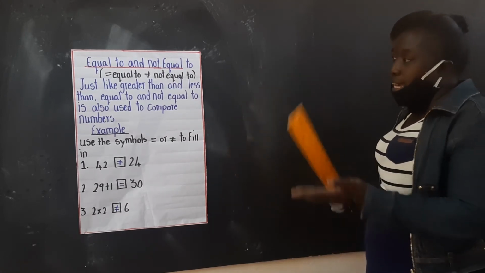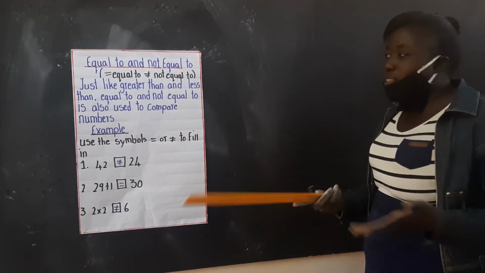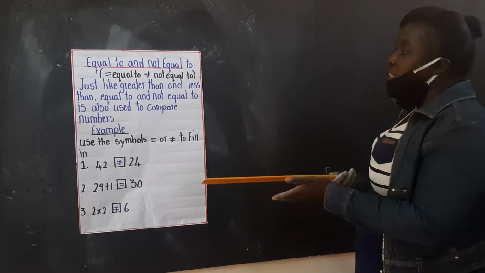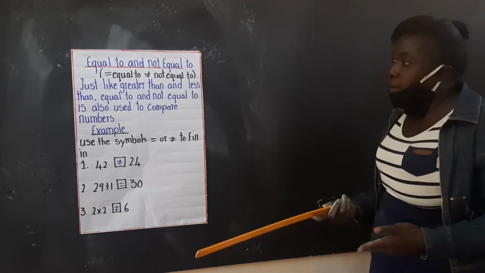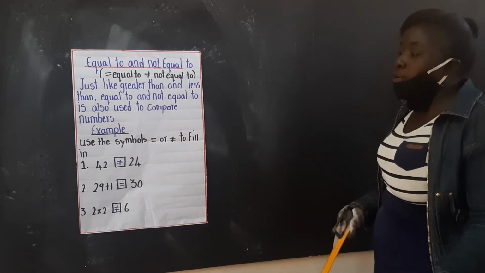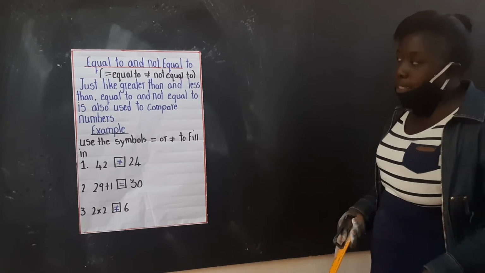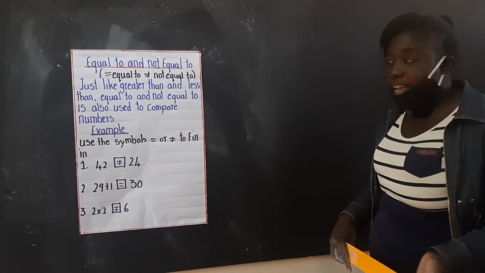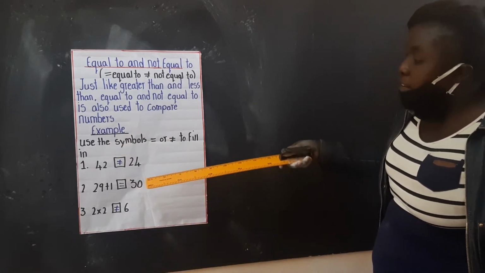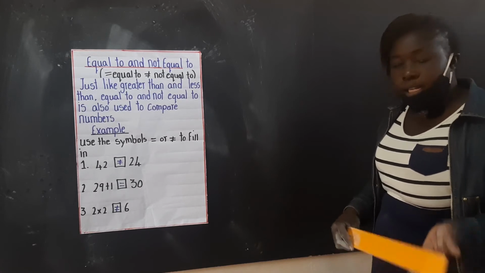Even greater than and less than are used to compare numbers, but they have different symbols that stand for greater than and less than. We have looked at the symbols that represent equal to and not equal to. All these terms in mathematics are used to compare numbers. And then we have examples of how we use these symbols to compare two numbers.